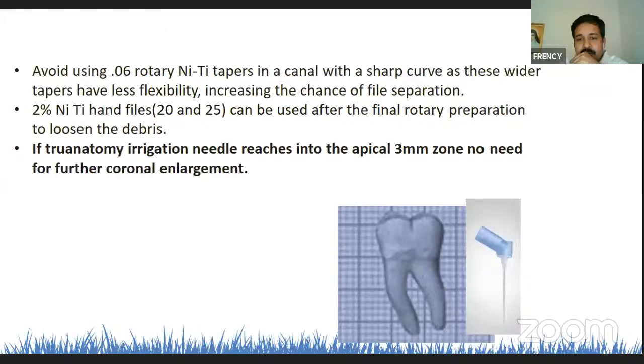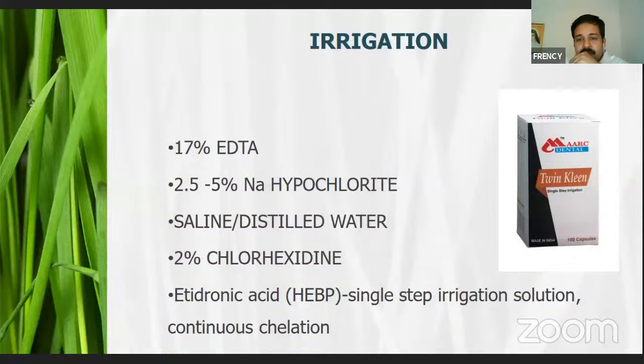The irrigation solutions are 17% EDTA and 2.5 to 5% hypochlorite. Fluoxetine can be used as a chelating agent, which can be mixed with hypochlorite as a combination. I use EDTA gel, which helps in the removal of the pulp tissue. In normal cases, most of the time saline inside the canal. Aqueous EDTA solution for the coronal third enlargement.